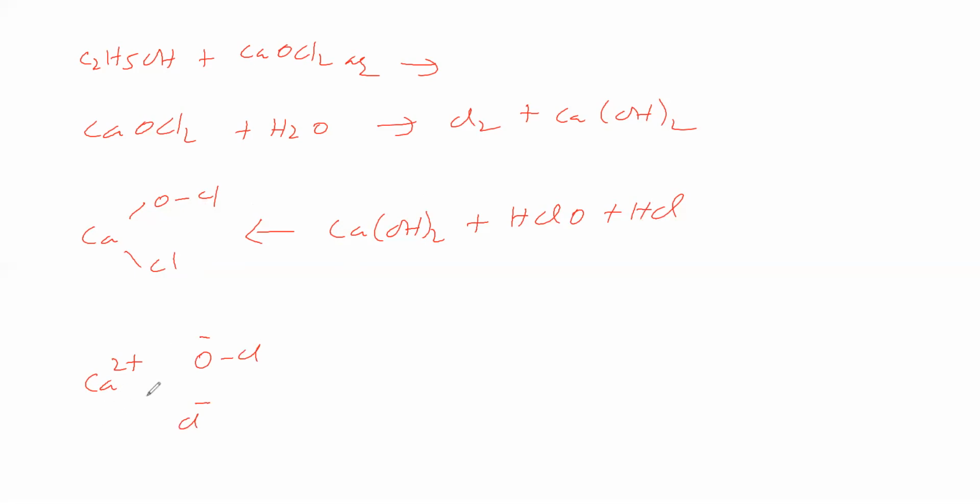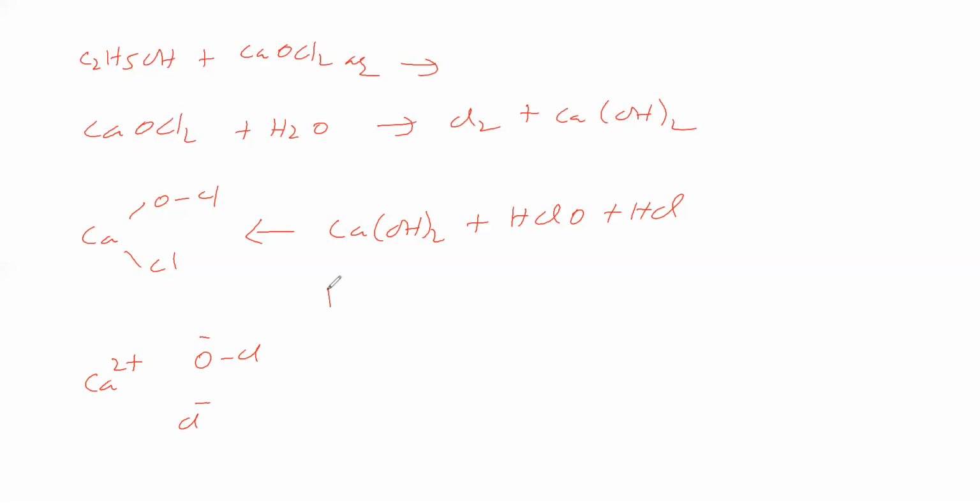It is undergoing hydrolysis. On hydrolysis, we are getting only Cl2 and calcium hydroxide. So bleaching powder on hydrolysis gives chlorine gas. So chlorine gas is obtained from this. We got chlorine on hydrolysis of bleaching powder.